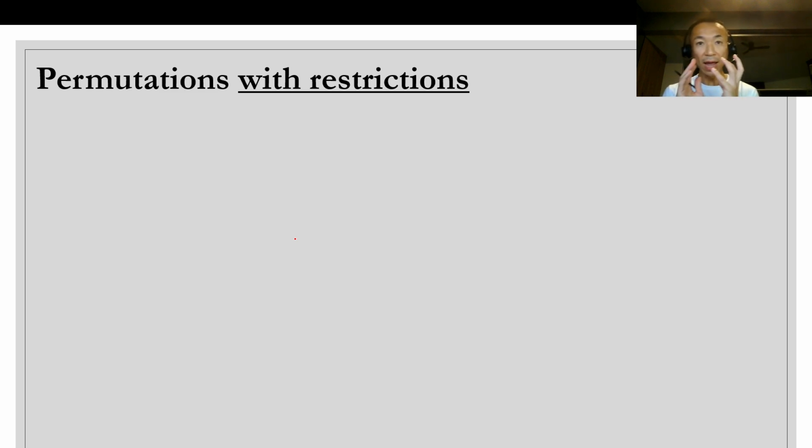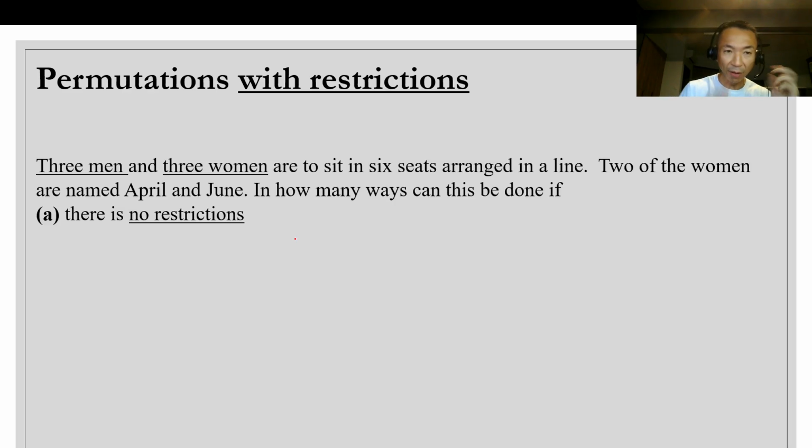Right, let's take a look at an example to illustrate how we solve permutation problems with some restrictions. Right, let us take a look at this example. There are four parts to this example.